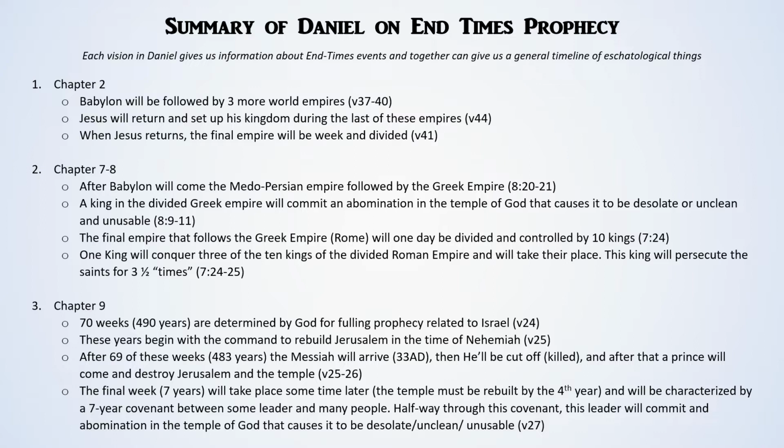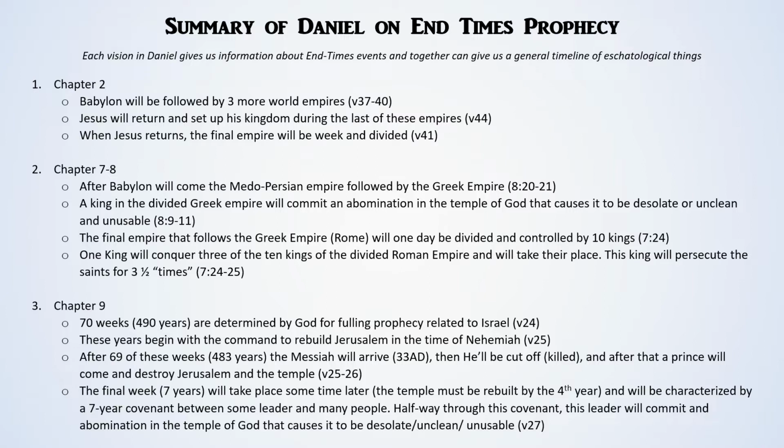And in these final 7 years, we know that these 7 years will be characterized by a covenant between some leader and many people. A good assumption would be that many people includes Israel, because that week, that 7 years, is all about prophecy concerning Israel. So it's probably a peace treaty between Israel and a lot of other nations, right?